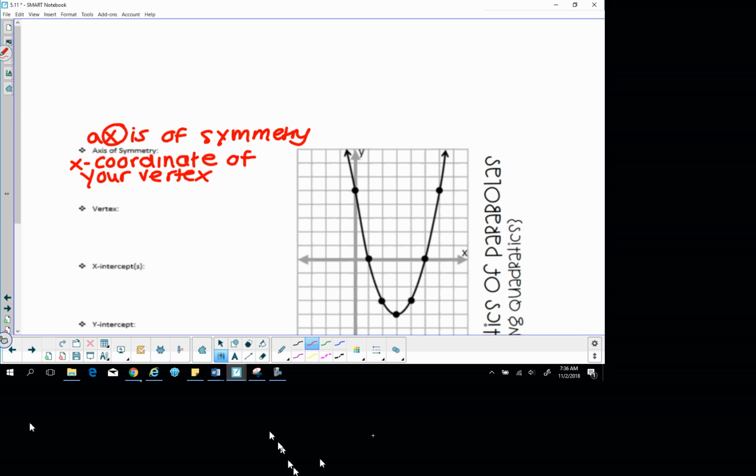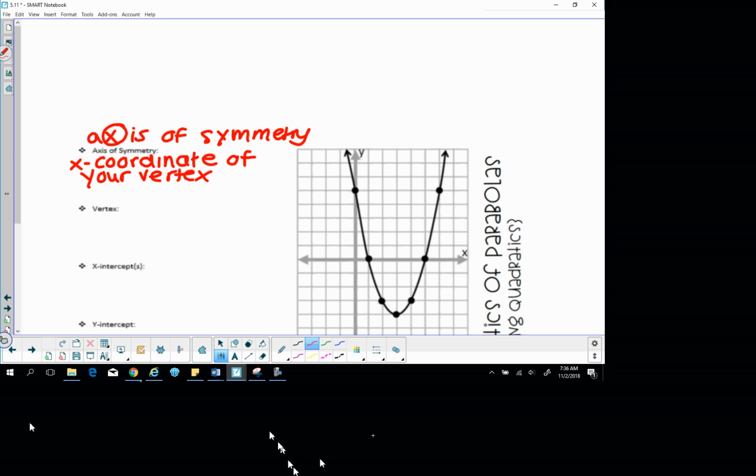Also, does anyone want to borrow a colored pen so you can color code this? If you do, raise your hand up. Anyone else? Anyone else want a colored pen? Okay.